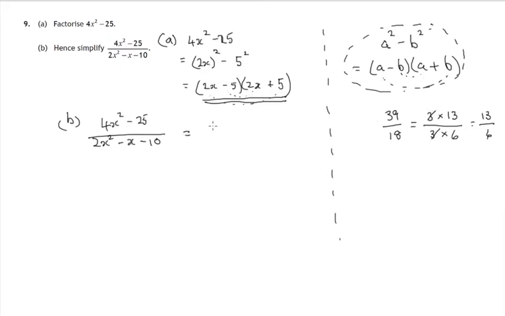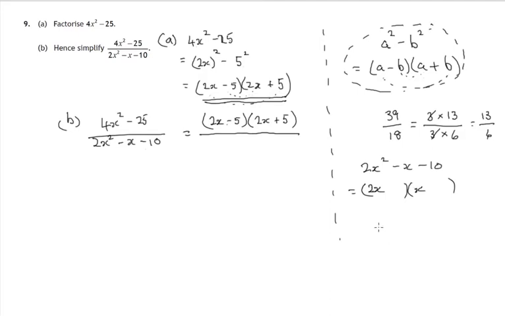So we have done the factorisation of the top line of this fraction. We did that in part A. 2x minus 5 is one of the factors, and 2x plus 5 is the other factor. So we're now looking at 2x squared minus x minus 10, and we're trying to factorise that. So we'd attempt to put the two factors down, and let's look at the firsts. Something times something gives me 2x squared, and they must both have an x term in it. Well, there's only one choice, 2x times x.